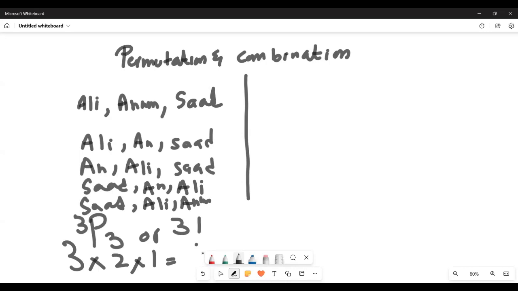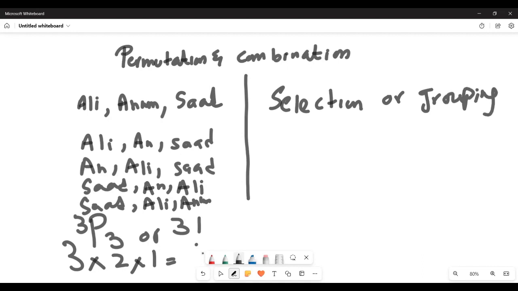Now in combinations, you are actually talking about a group. So if Ali, Anam, and Saad are, let's say, in a reading group, then Ali, Anam, and Saad is just one combination. They don't make six combinations, they just make one single group. So you won't say Ali, Anam, Saad is in a group, or Saad, Ali, Anam is in the group. The sequence does not matter. So when you're talking about selection or grouping, that means that's a question on combination. So that's why 3C3 is actually 1.